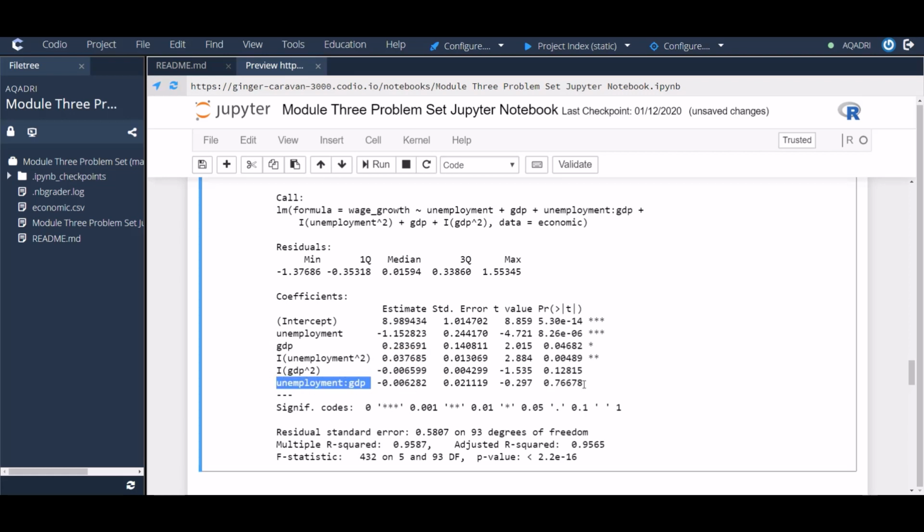It turns out that unemployment squared is significant, GDP is significant, unemployment is significant, and GDP squared is not significant, and the interaction is not significant, and that's okay. We have a multiple R squared of 0.9587, so the model is explaining almost 96% of the variation in wage growth, which is a really good result.